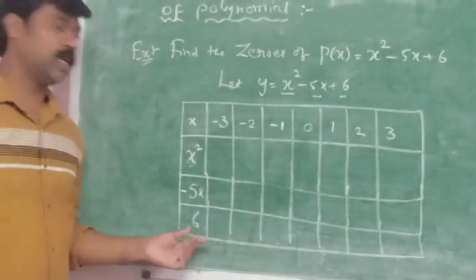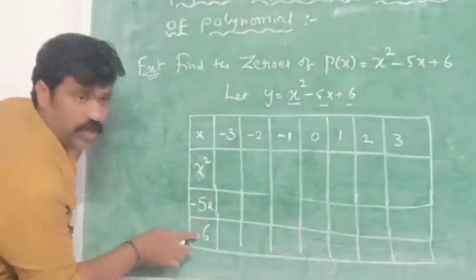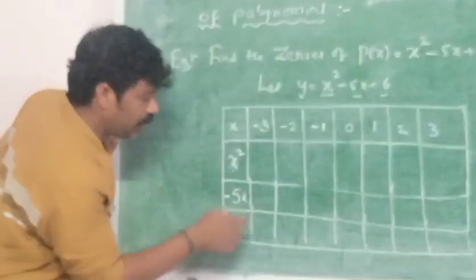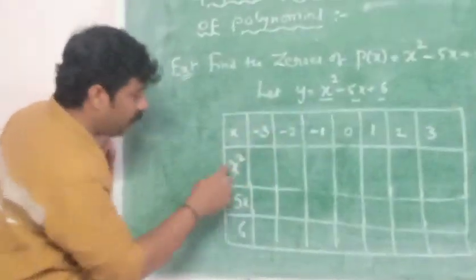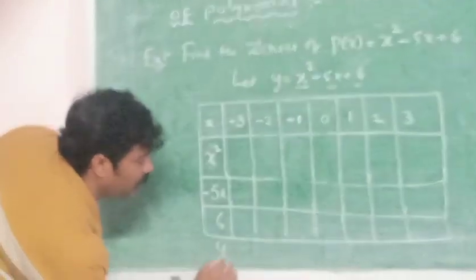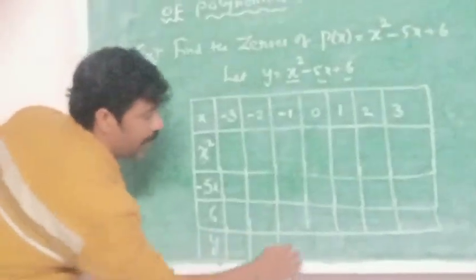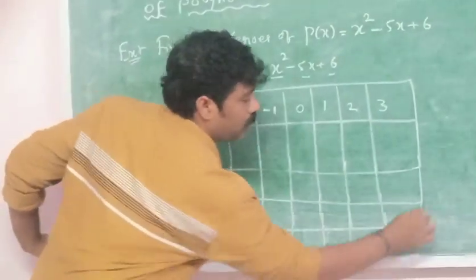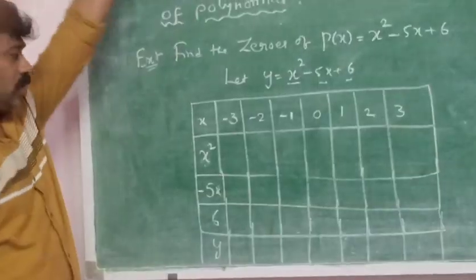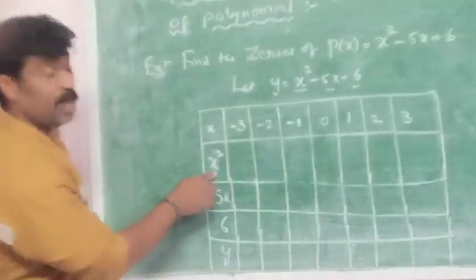And this is constant. Now, if you add these 3 values after substituting this x value, then finally we will get the y value. So if you add these 3, then we get y. We have to get y values. So first substitute in place of x as -3.